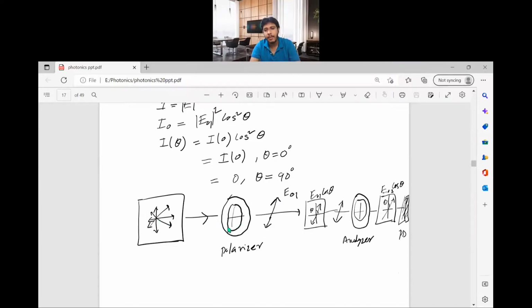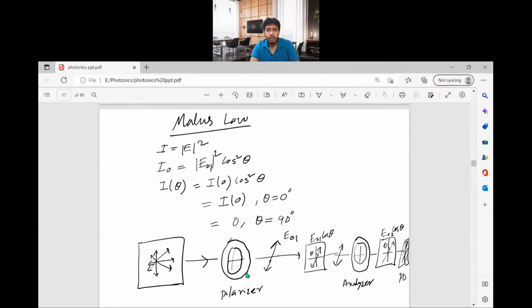You will get linearly polarized light if you use a linear polarizer, and then if you rotate another polarizer, the analyzer, by some angle theta, you will get the output. So for incident intensity I0, the output is I0 cos squared theta. So if you change the polarizer angle, you can change the intensity.